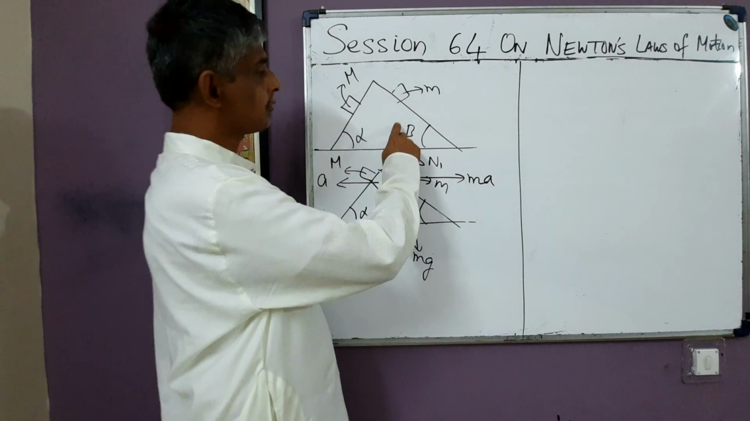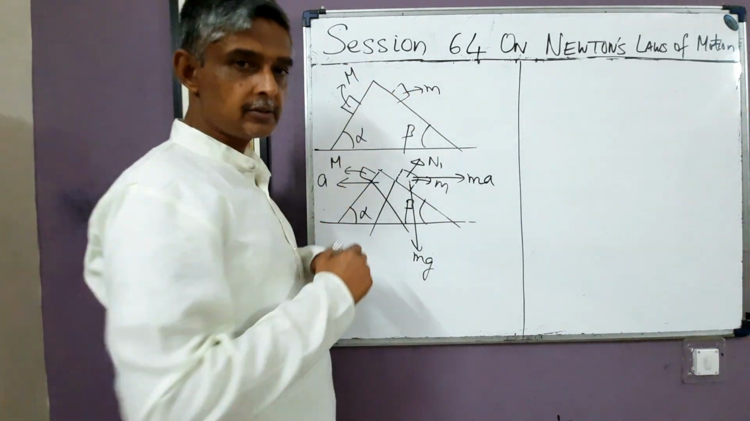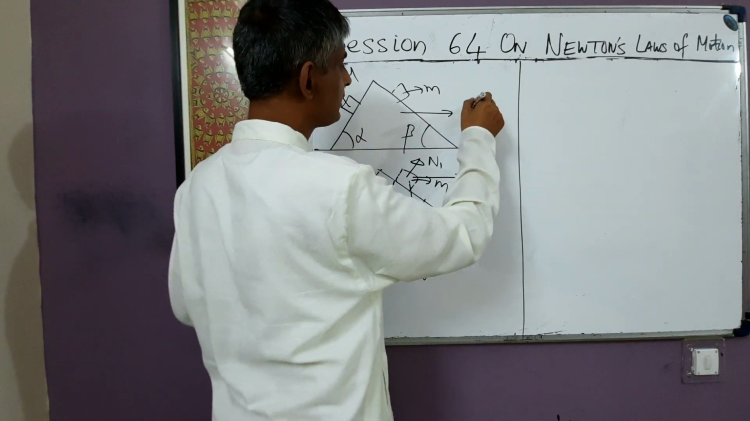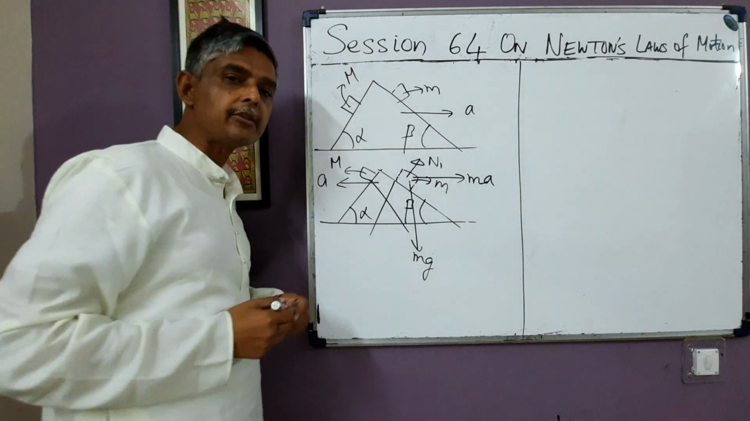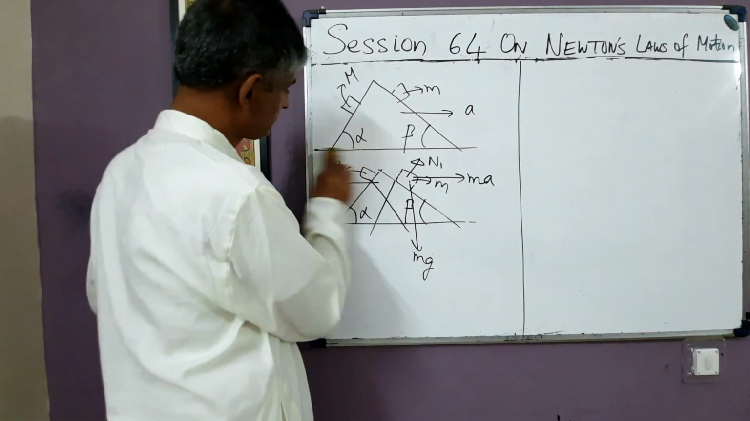So wedge should accelerate towards right. Only then there is a possibility that this small m will rise up the inclined face. Okay. So now let us assume, therefore, that the acceleration of wedge with respect to ground is A rightward. Okay, fine. This solves a bit.